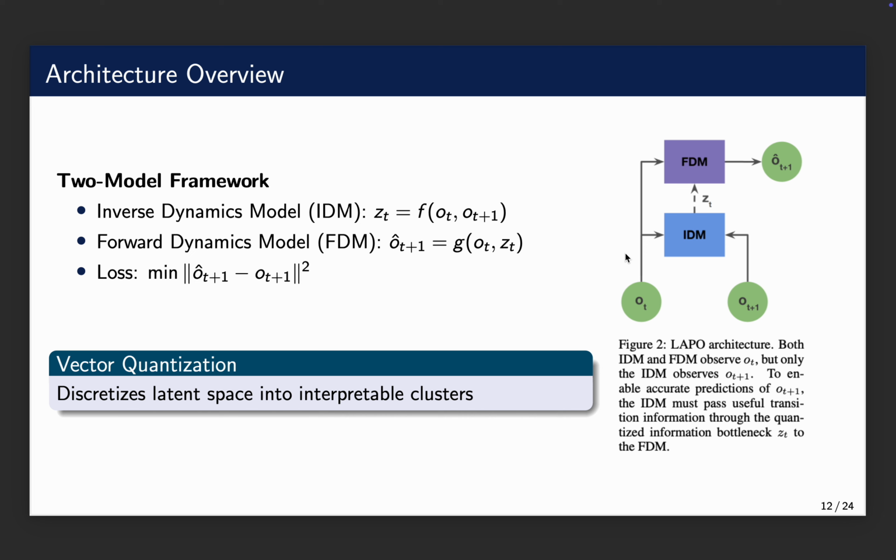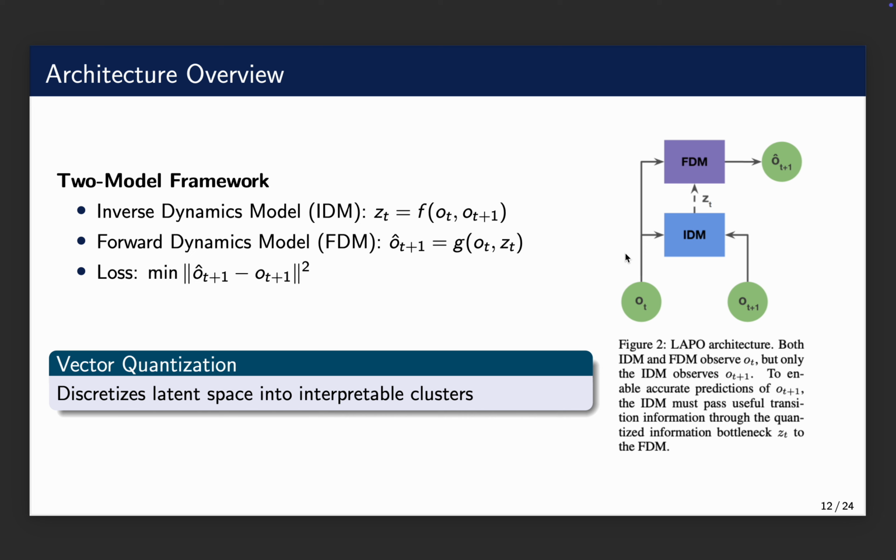In the forward dynamics model, we receive two inputs again: the current state, and ZT. Using ZT, our objective is to predict what the next state will be. Think of it this way: the inverse dynamics model receives how the world looks before taking a particular action, and also how the world looks after taking that action. Based on this, it generates some information, which is passed on to the forward dynamics model. Using this information, along with how the world looked before the action was taken, the forward dynamics model tries to predict what the world will look like after the action.